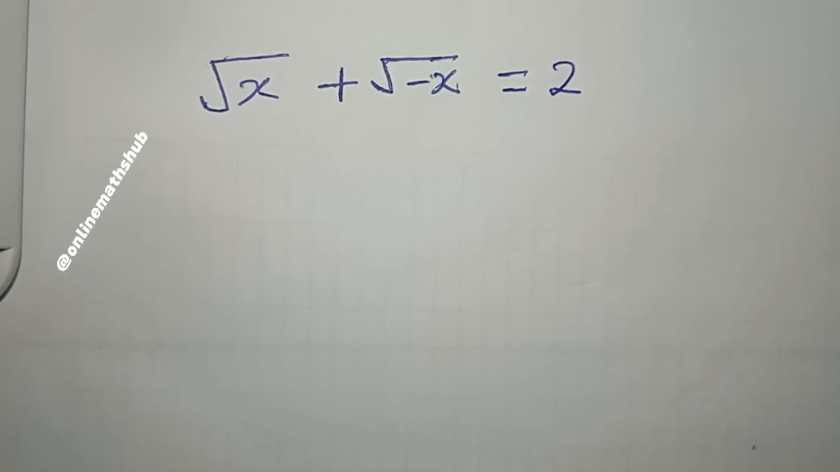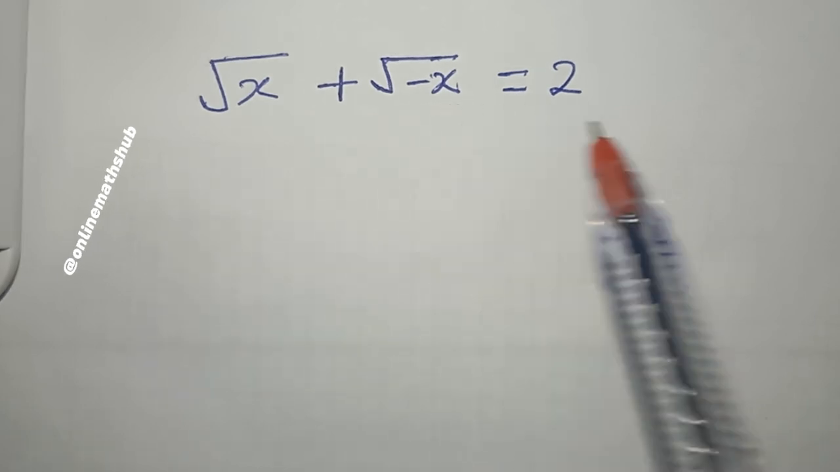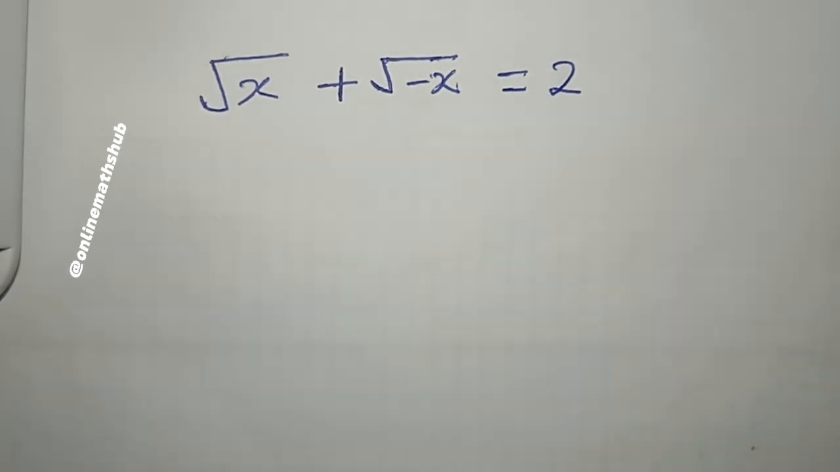We're going to be solving this equation right here. And so what we have is root x plus root negative x is equal to 2. And so what are the values of x that actually satisfy this equation? This is a bit tricky, but we're just going to be solving it in this video.